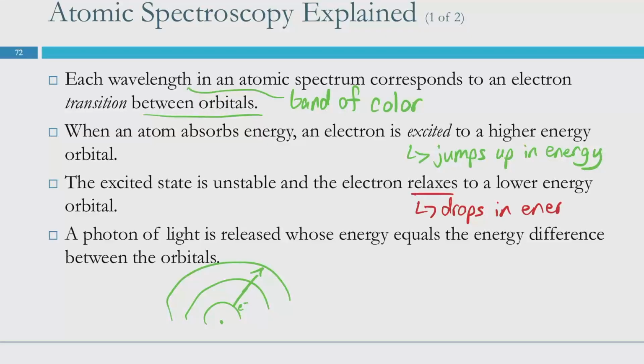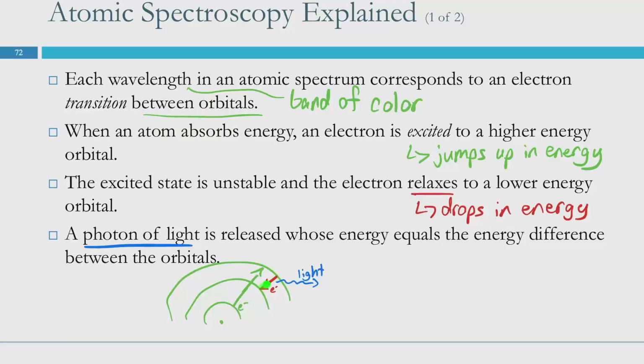It drops in energy. In order for it to drop in energy, it has to get rid of that energy, and the only way that we know of is by releasing light. So a photon of light, a little beam of light, is emitted. A little packet of energy that's based on that transition.